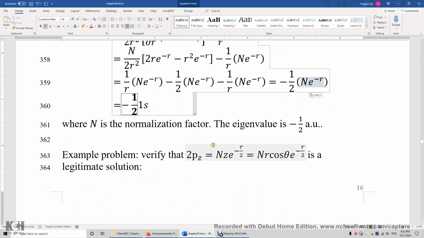We'll do something more complicated. Let's verify this 2pz wave function is also a legitimate solution to the Schrodinger equation for the hydrogen atom. All right, so we have a much more complicated wave function here. N is the normalization factor, r times cosine theta, that's z. And over here, this exponential function is e to the power of negative r over 2. So actually, the exponential part is always e to the power of negative r over n. n is the principal quantum number of the electron in the hydrogen atom.